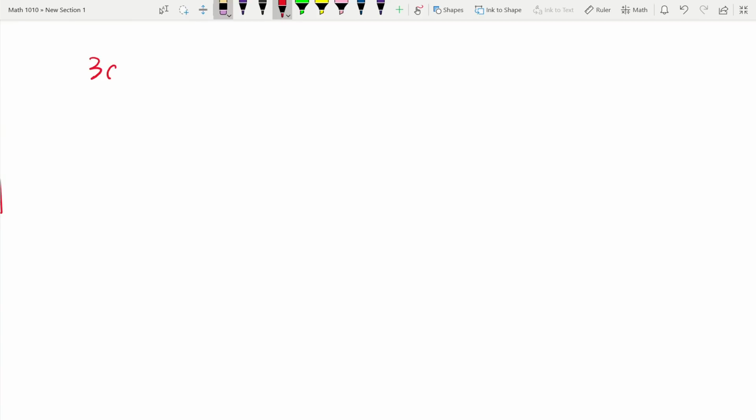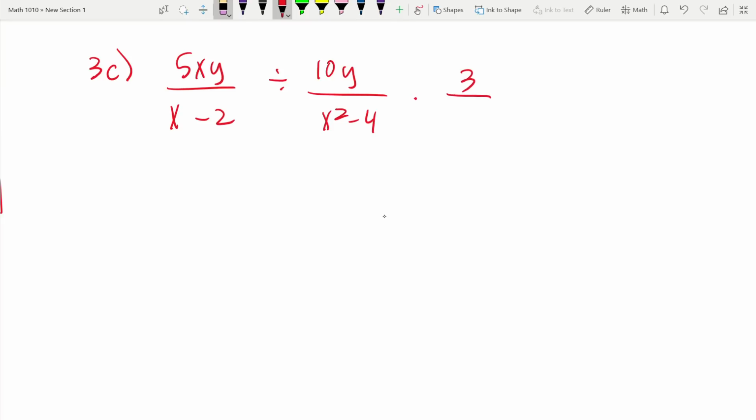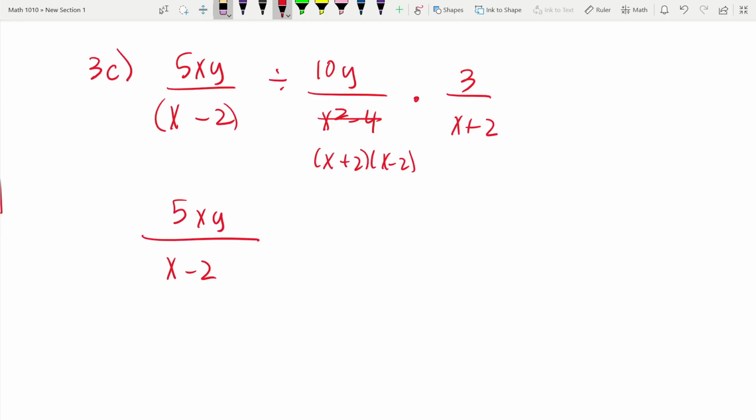This is 3C. So, here's your problem. Factor everything, okay? 5xy doesn't factor. X minus 2 doesn't factor. 10y doesn't factor. X squared minus 4 factors to x plus 2 times x minus 2. This guy doesn't factor. Okay, this is just a little tricky. The one that you flip upside down is the one that's right after the division sign. Just that guy.